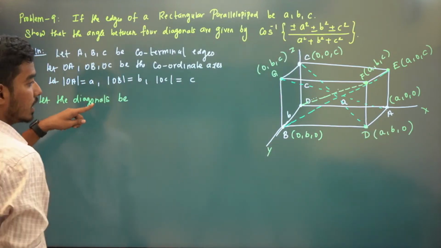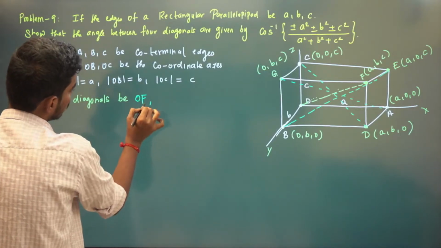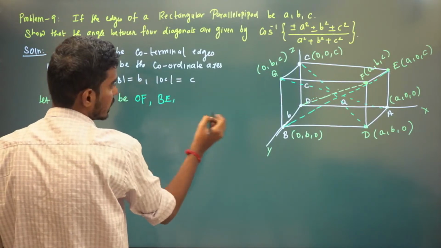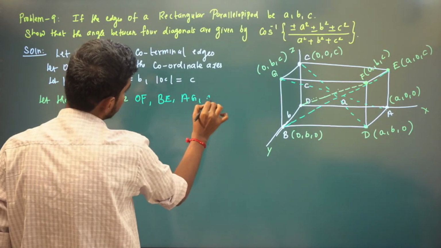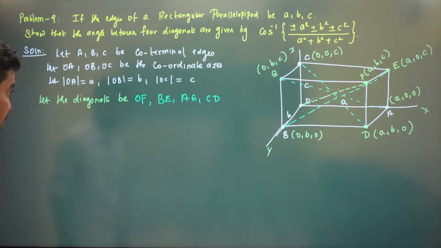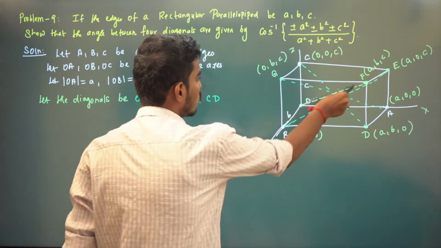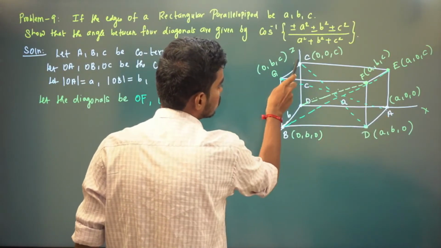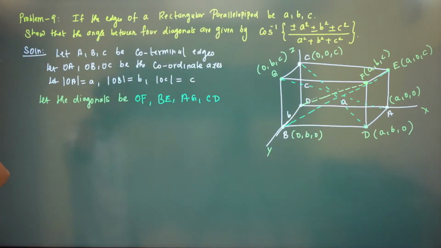So let the body diagonals be OF, BE, AG and CD. So these are the four diagonals: OF, BE, AG, CD. Remember this, right? Remember this: OF, BE. So just start with OF, BE, and then from here to here you need to connect these two. So CD, GA or AG. So these are the four body diagonals.